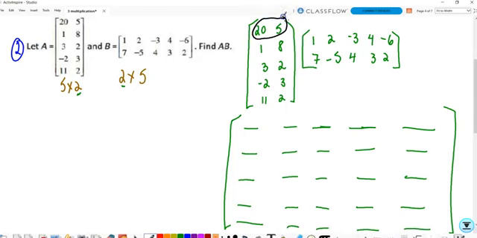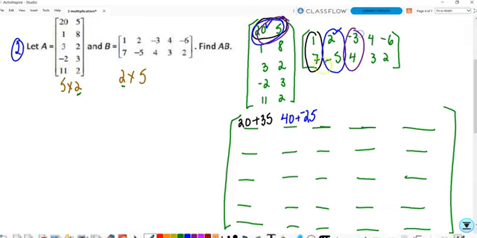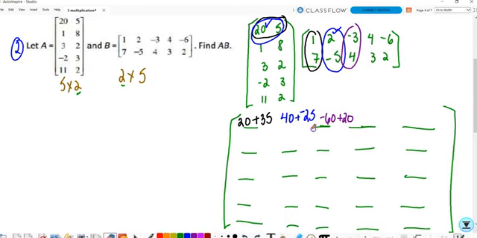We've got row by column. I'm going to do 20 times 1 plus 5 times 7. Then we've got first row, second column. 20 times 2 plus 5 times negative 5. And we've got first row, third column. 20, I can't even read that anymore. All right, so then we've got 20 times negative 3, 5 times 4. These little dashes are messing me up. I didn't give myself enough space.